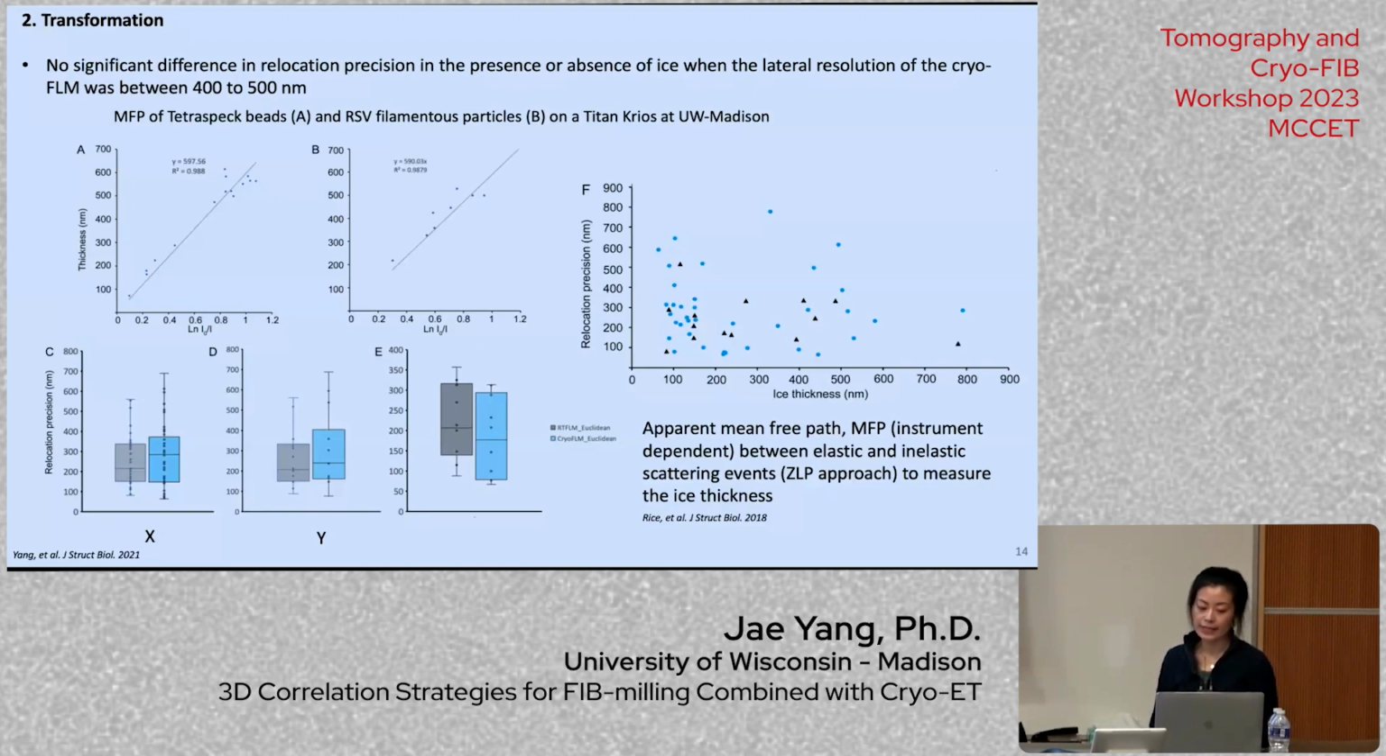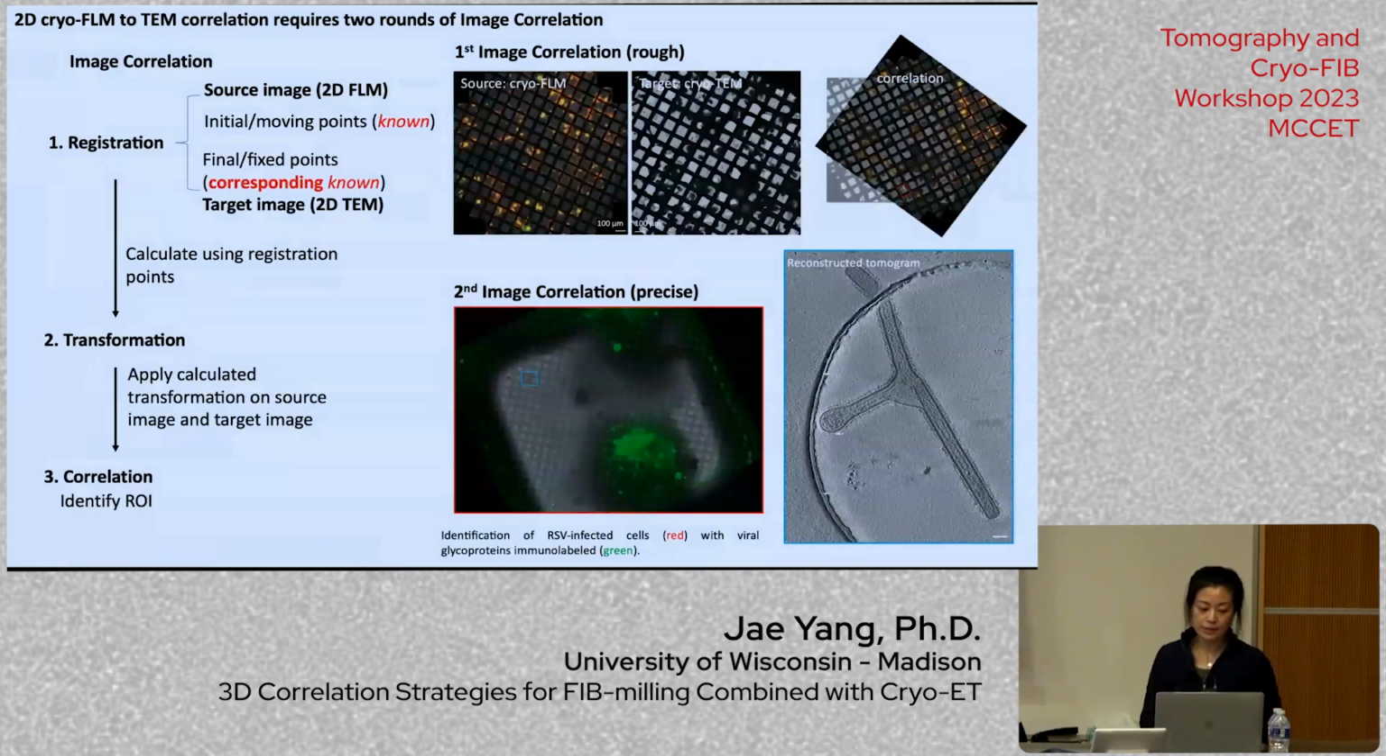And then what we found out is that when we're talking about wide field, where the lateral resolution of the cryo-FM is around 400 to 500 nanometers, there's actually no significant difference between thicker and thinner samples. And how we measure the thickness of the ice is a very popular way, called the apparent mean free path, which measures the inelastic scatterings before and after the energy filter. That corresponds to the ice thickness. As your electron goes through thicker ice, more inelastic scattering happens.